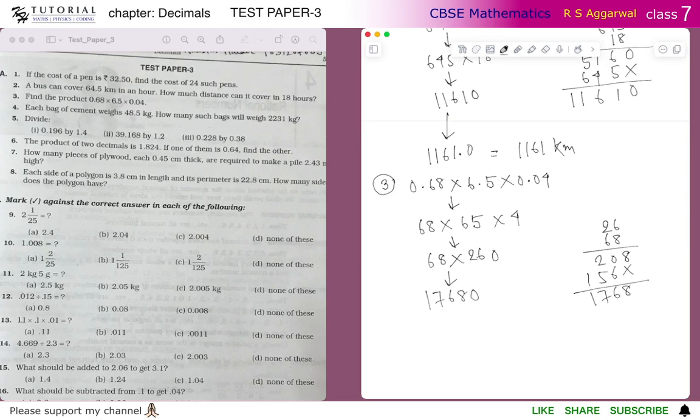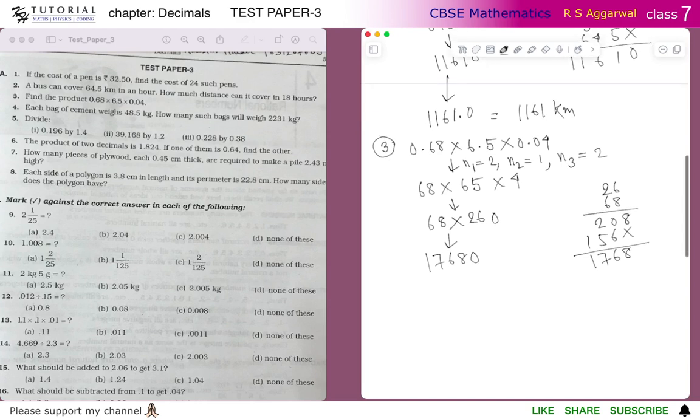So the product becomes 17680. Now we have to put the decimal point in this product so that its decimal places become 5, because over here n1, the decimal places of the first decimal number, is 2, n2, the decimal places of the second decimal number, is 1, and n3, the decimal places of the third decimal number, is 2. So n1 plus n2 plus n3 is 5. So we have to put the decimal point in the product 17680 in such a way that its decimal places become 5. Hence the decimal point will be here.